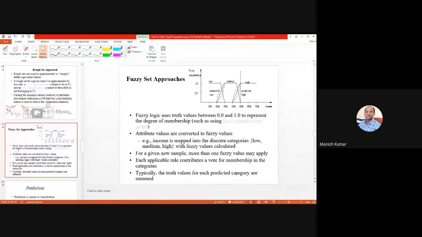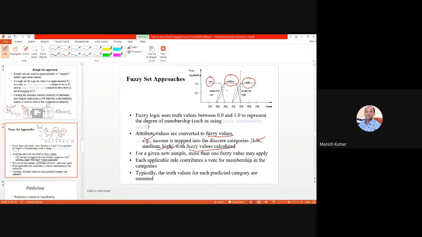Fuzzy, I think it's very interesting as well. In fuzzy, the truth values always lie between 0 and 1. So it represents the degree of membership, such as using a fuzzy membership graph. Here you can see we have low, medium, and high, three income levels. So when you have attribute values, you can convert them into fuzzy values also, with fuzzy values calculated for low, medium, and high.